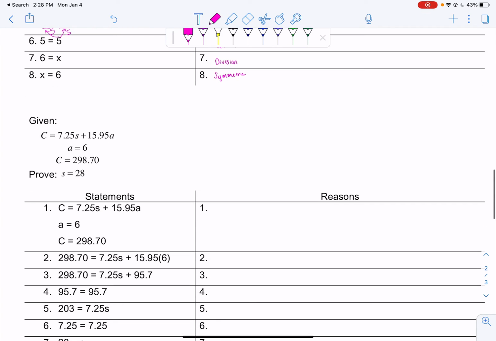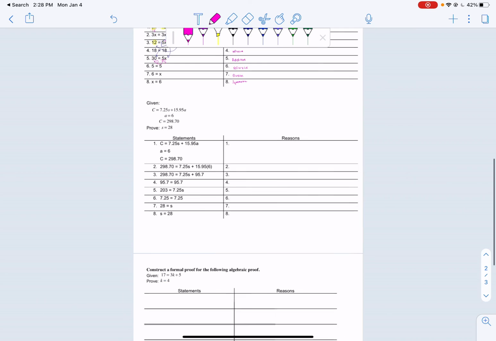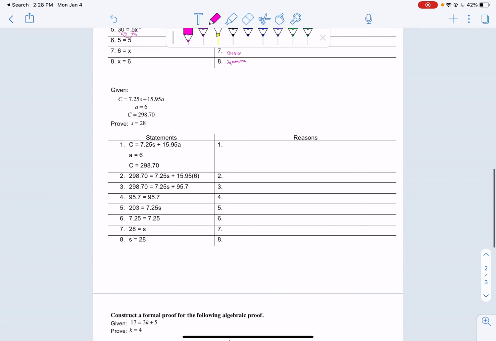Now let's go on to our next example. Given c equals 7.25s plus 15.95a, given a equals 6 and c equals 298.70, prove that s is equal to 28. So just giving you the heads up, not every time you're going to be given the statements and reasons. This is just like a fill in the blank sort of day because I want to get you familiarized with how the proofs are written.